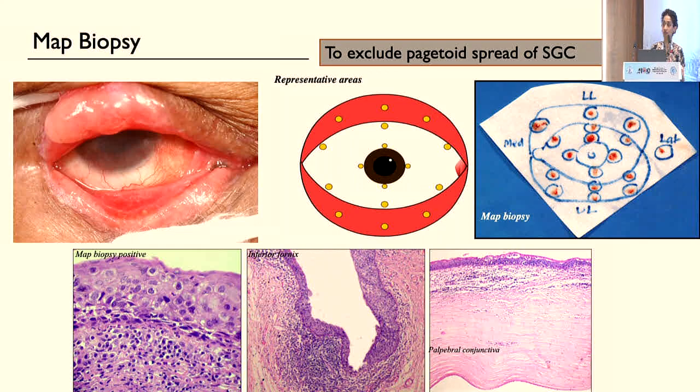Now, the question of map biopsy in sebaceous gland carcinoma: you can have a nodular lesion or you can have a diffuse pagetoid spread.